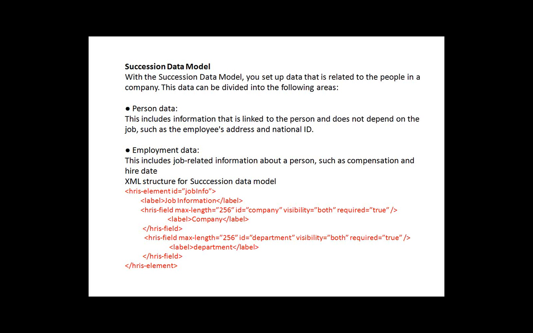Similar to the corporate data model, it has the HRIS element ID, which is similar to the foundation object. Here the element ID is job info, and it has fields like ID, company and department. It also has a lot of divisions in the succession data model. Basically, you have something called HRIS element, and then HRIS sync mapping, where you can set up HRIS sync for fields from Employee Central to the fields in the employee profile.